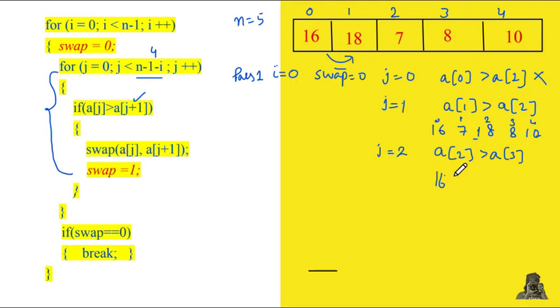So now the array will look like this: 16, 7, 8, 18 will be shifted to the position of 18. 18 will be shifted further, and at the end we have 10. So again these are the index values. Now this is our array after this iteration.